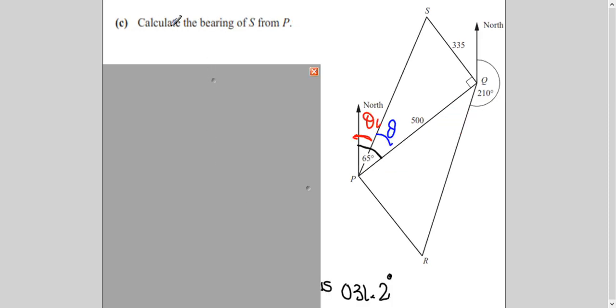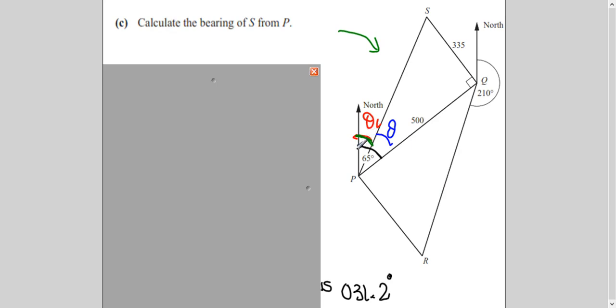Third part of the question: calculate the bearing of S from P. Now, from P, I told you a while ago, means north at P. So from north at P, move clockwise, like this, and stop at the line which is joining S and P. So if you go from north, you have to calculate this angle. This is the answer you need.